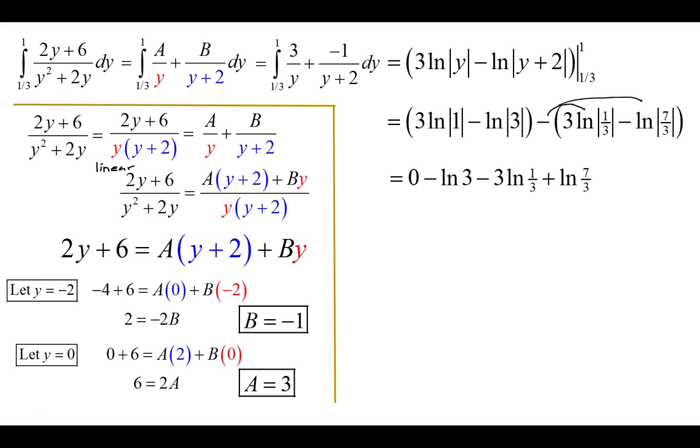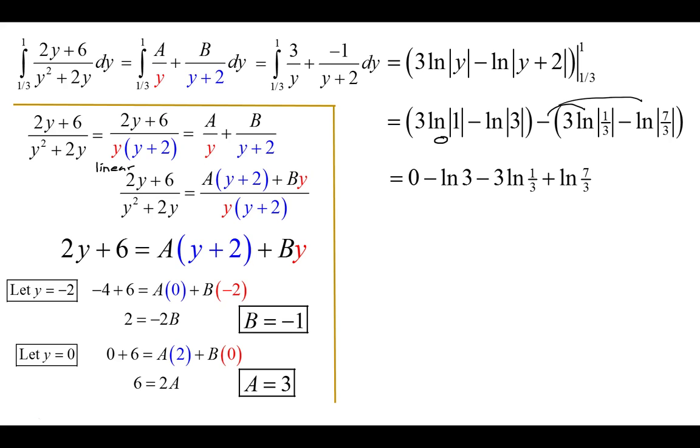Oh man, I made a mistake. Oh no, positive natural log of 7/3. I'm sorry. I thought there was a 3 on that one too. It's not. Okay, great. Hopefully you noticed this. The log of 1 is 0, and so that's how that term became a 0.